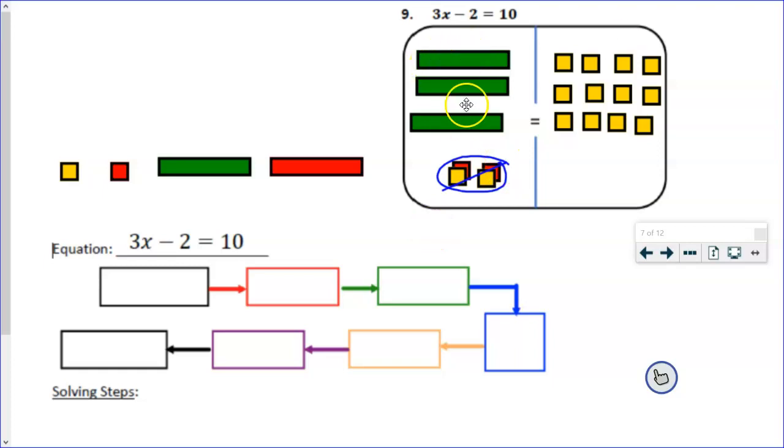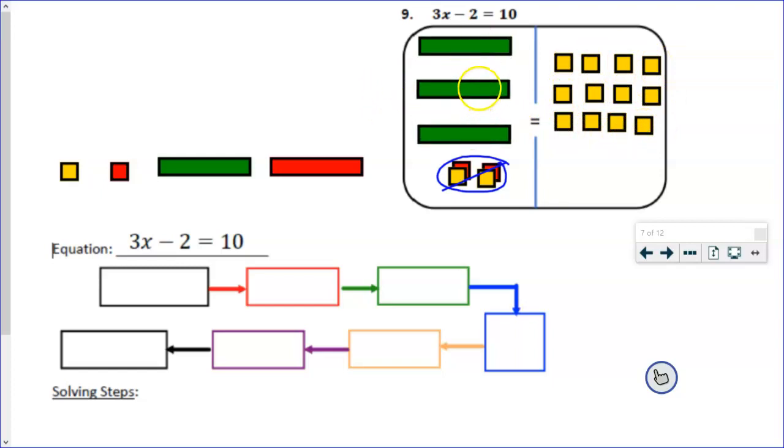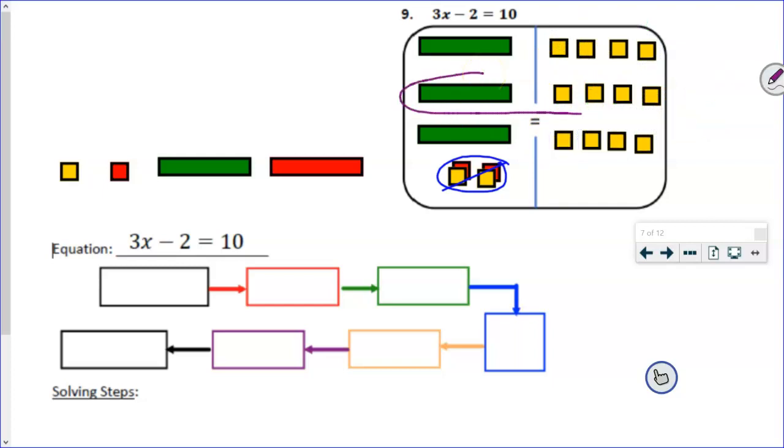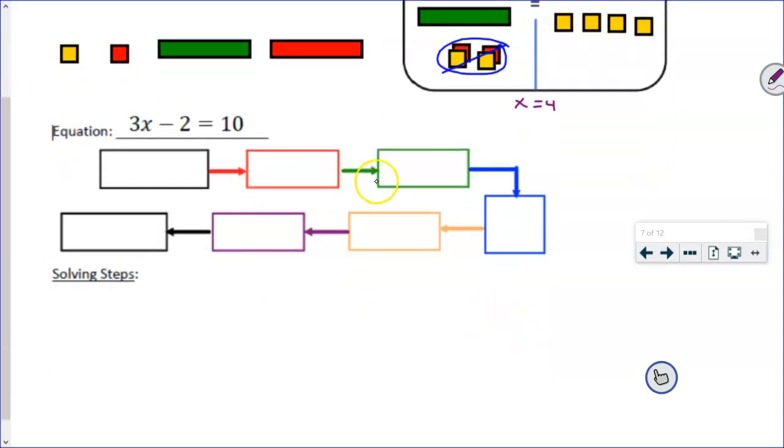So what I can see is I have 3 x tiles that are equal to and balanced with these 12 tiles. And so the next step then is to start splitting this into groups. I've got 3 things here, so I'm going to split these into 3 separate groups. And that's when we can see that one of those x tiles is perfectly balanced with 4 of the unit tiles. That's the only review of the model that you're going to get. We're going to spend the rest of our time reviewing the flow maps.